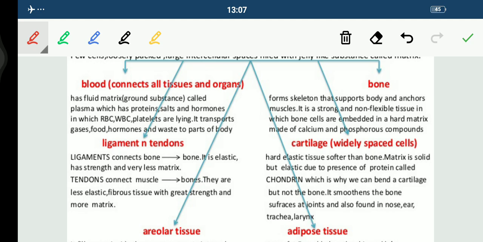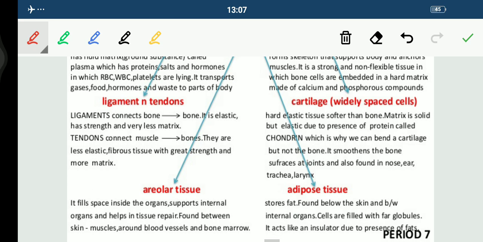Now coming on to the bone, students, it forms the skeleton that supports the body and anchors muscles. It is a strong and non-flexible tissue in which bone cells are embedded in a hard matrix that is made up of calcium and phosphorus compounds.